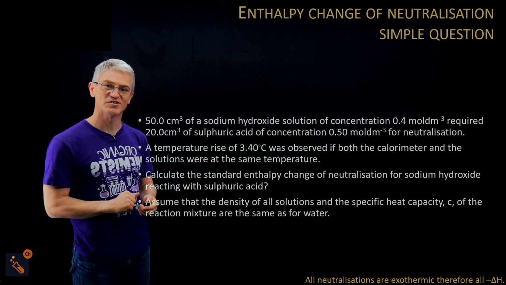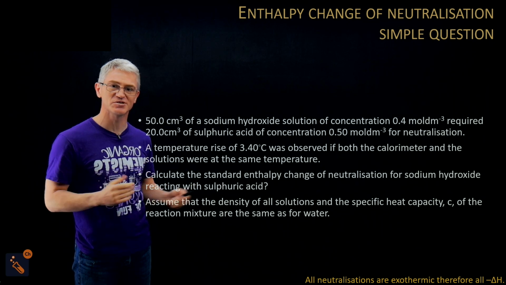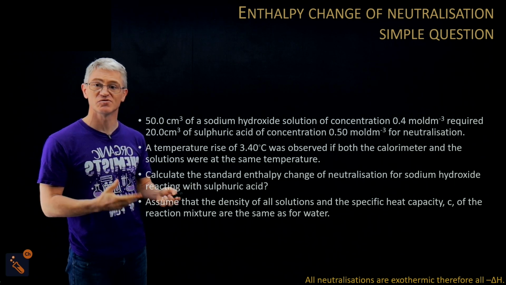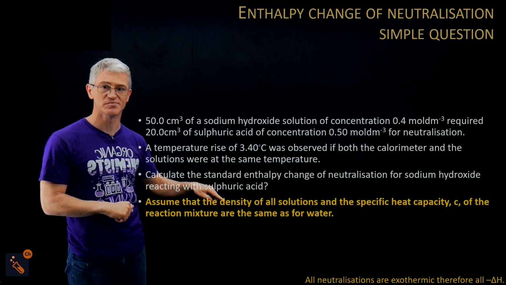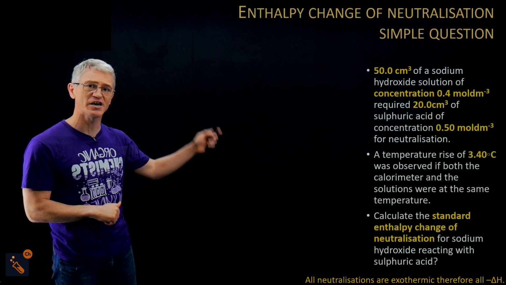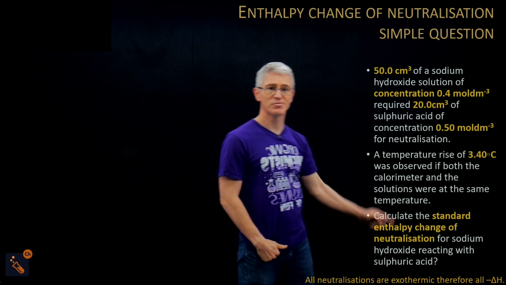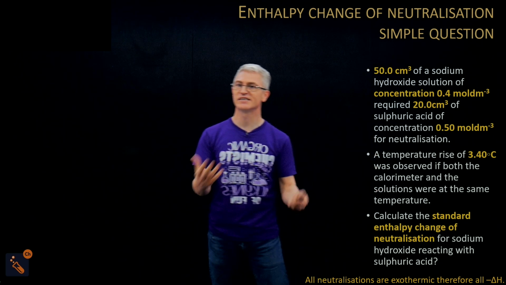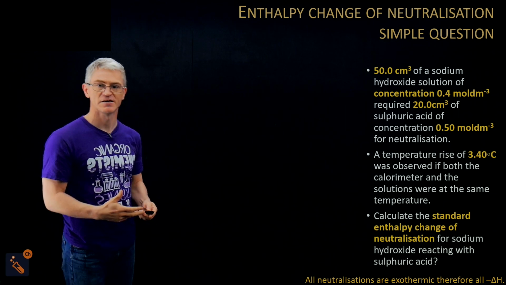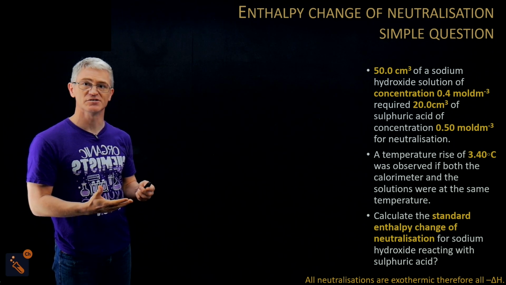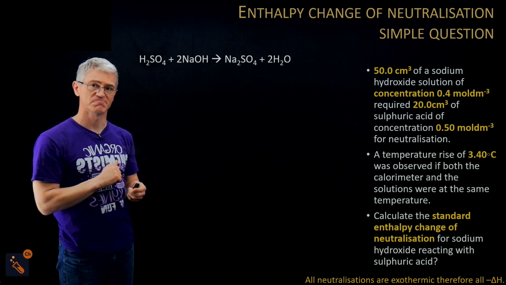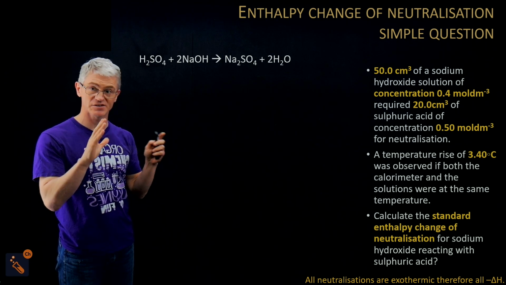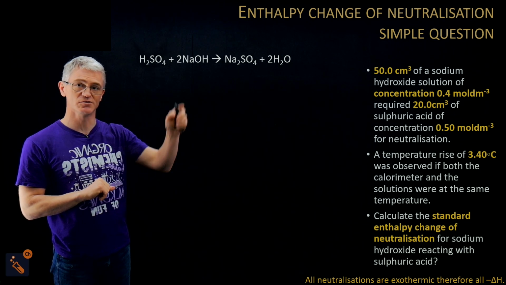And this is a temperature rise of 3.4. So you calculate the enthalpy change of neutralisation for the sodium hydroxide reacting with the sulfuric acid. And again, you've got this assumption at the bottom. We've got all that up on the side, and if you can do the question, please get on with the question itself, because I'm going to go over how to do it now. So, sulfuric acid, sodium hydroxide. Do the balanced equation first, that's really important, because you need to know this ratio here.